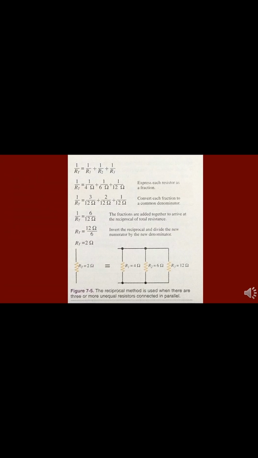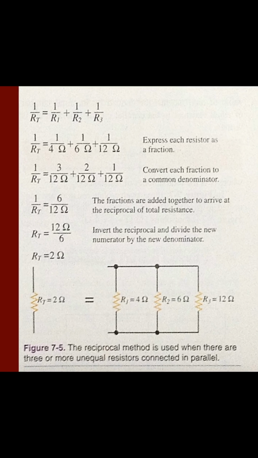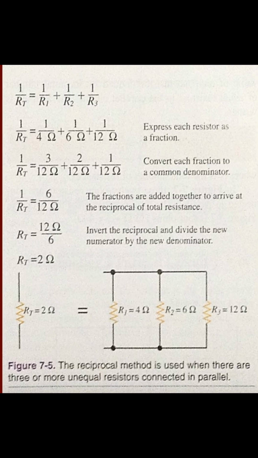The formula used for the reciprocal method is shown, where n equals the total number of resistances. Notice that when using the reciprocal method, each resistance value is expressed as a fraction. The resistance value is reciprocal. The number 1 is the numerator for the fraction, and the value of the individual resistance is the denominator. Figure 7-5 has a 4 ohm and a 6 ohm and a 12 ohm resistor connected in parallel.